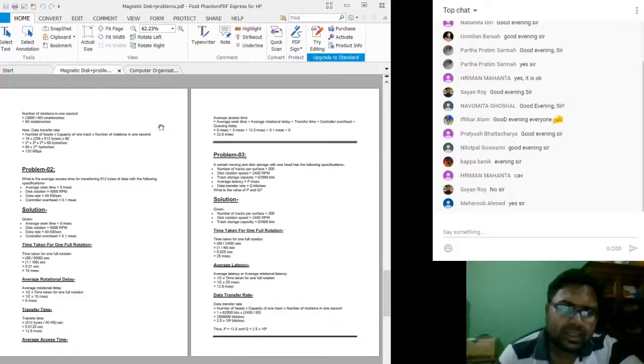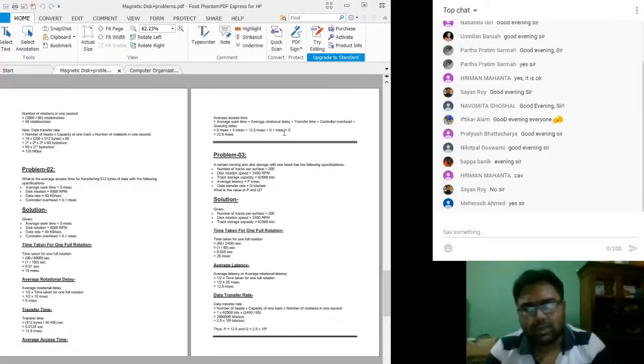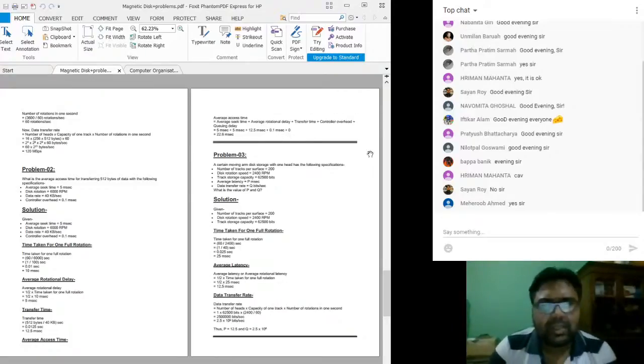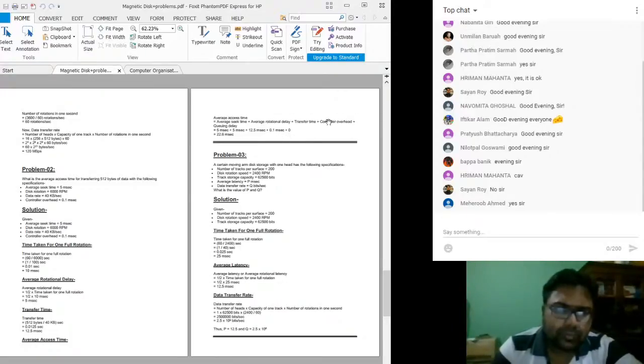Next, average access time is average seek time plus average rotational delay plus transfer time plus controller overhead plus queuing delay. Seek time is already given in the question: it is 5 millisecond, plus 5 millisecond for your rotational latency, plus transfer time, plus controller overhead. Queuing delay has not been given here, so you can keep it as 0. So this will be your average access time.